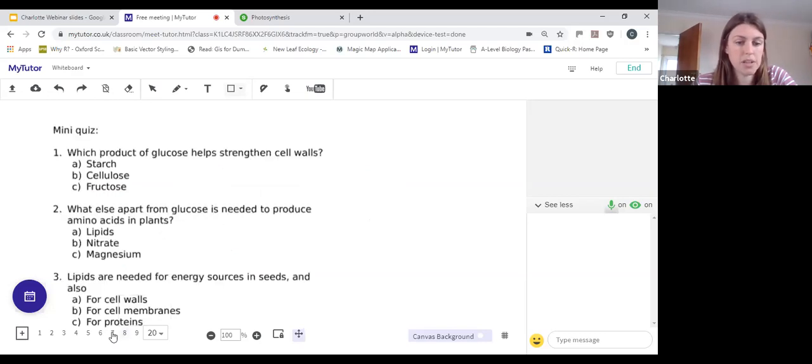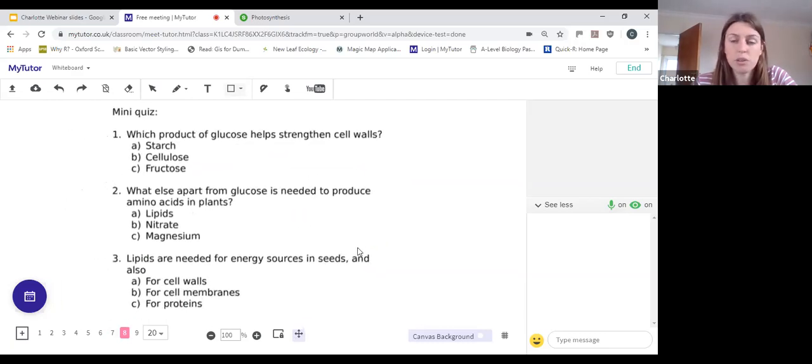Okay, mini quiz. So we'll do this mini quiz and then I'll go through some questions. So, have your chat function up. Question 1, you need to type A, B or C. Which product of glucose helps strengthen cell walls? Starch, cellulose or fructose? Plant cell walls. Type A, B or C.